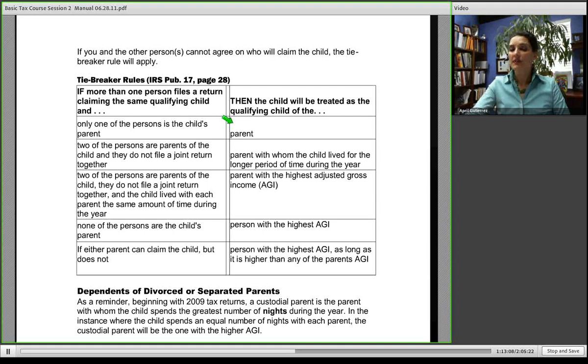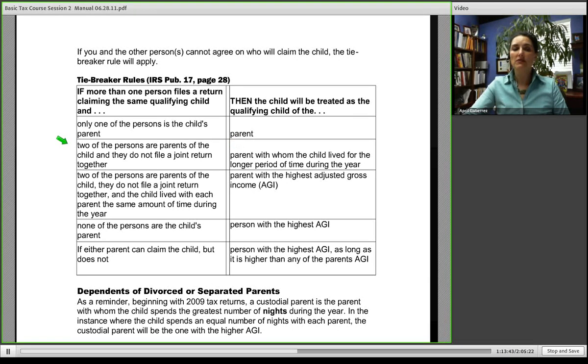Now, it could be the case that the parent will allow the other person who loses under the tiebreaker rules to claim the child's exemption, but the parent must agree to do so in writing. Now, if two of the persons are parents of the child and they do not file a joint return together, then the parent with whom the child lived for the longer period of time during the year will claim that child. So let's suppose we've got both parents who want to claim the same child.